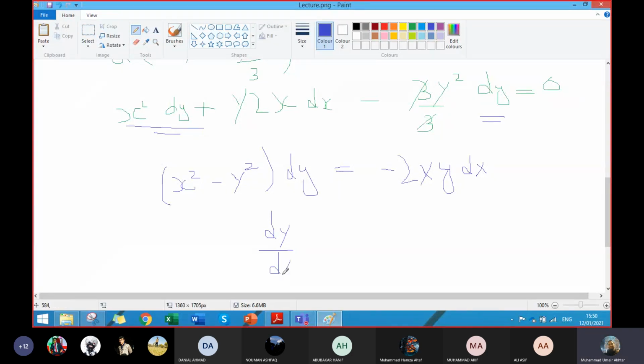Is it the same? Is it equivalent to the one we got from the velocity function? Yes, sir. So hence, we have proved that this equation of streamline is for those velocity functions. Clear?